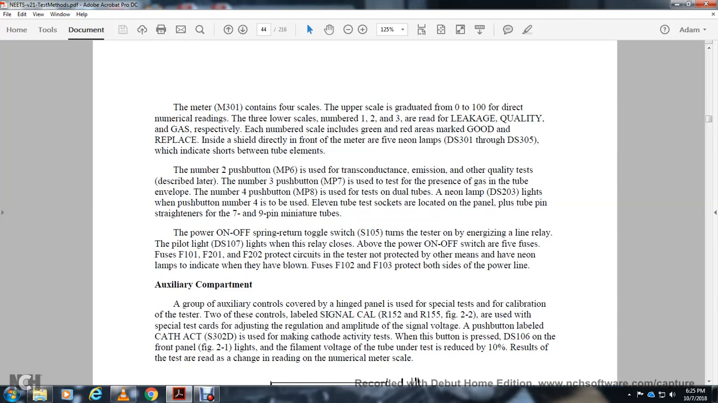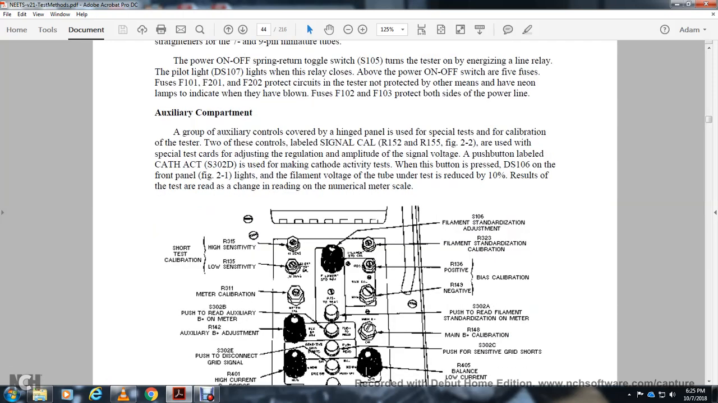Auxiliary compartment: the group with the auxiliary control with the hinge panel, with the special tab for the calibration of the tube, with the control of the label and single calibration with the resistor 152, 155, figure 22, with the special test card for adjusting the regulation amplitude with the single voltage. The push button located with the cathode action as switch S302D makes the cathode active. Press the push button for DS106 on the filament panel, the light of the filament voltage, with the end of the test reducing 10%. The result of the test is read on the numerical meter scale.